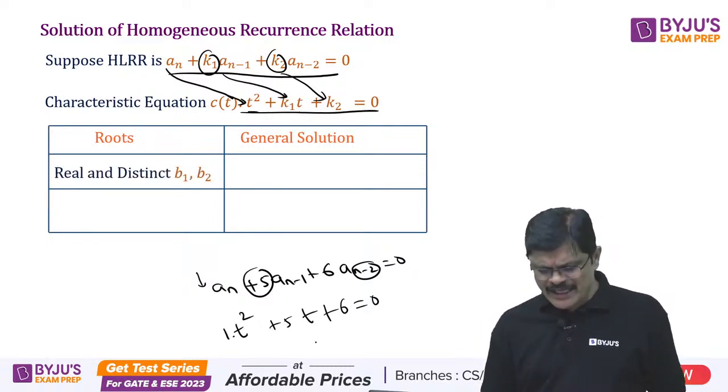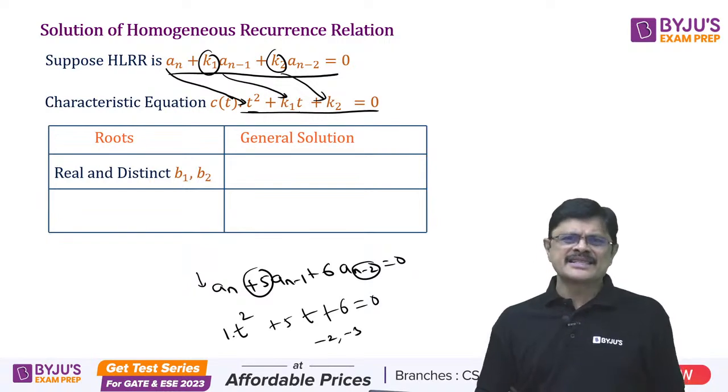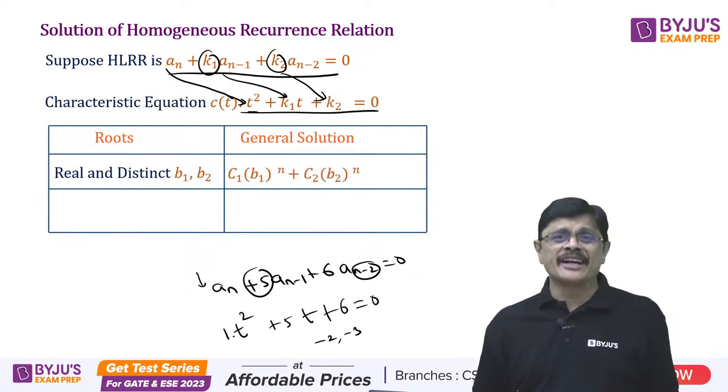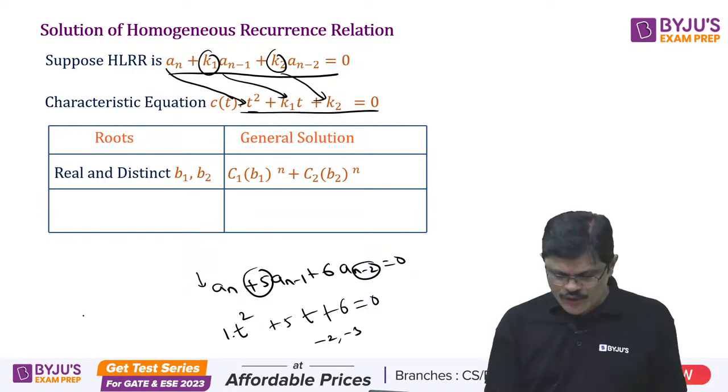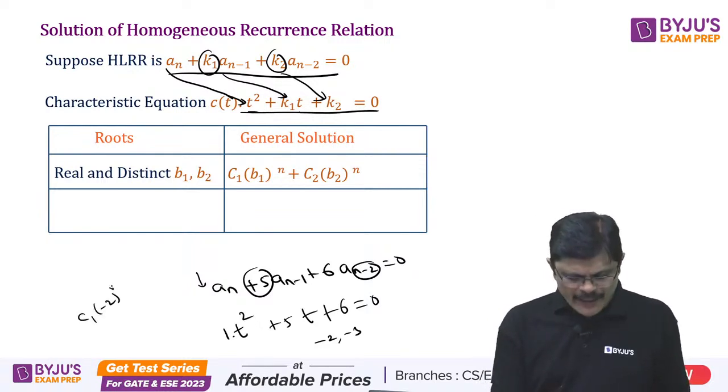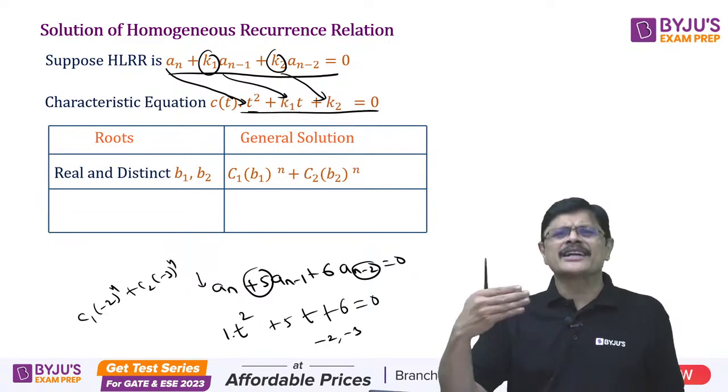In this case, the roots are like minus 2, minus 3. In such a case, this is the general solution: C1 into B1 power n plus C2 into B2 power n. So for this problem, the solution is C1 into minus 2 power n plus C2 into minus 3 power n, my dear friends. So we directly know the form.